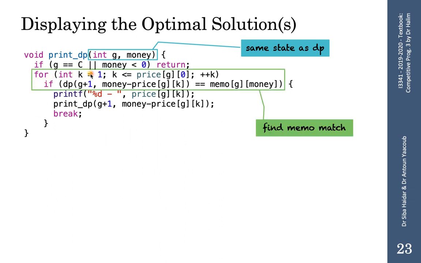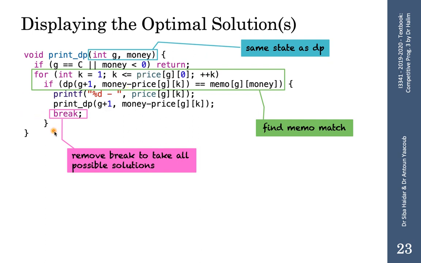In it, you try to backtrack: for each given amount of money and state and garment, you search in your models for the price that is the same as in the memo table calculated before. And if it is the case, you print this price, and then you call recursively print_dp for g plus 1, and of course for money minus price[g][k]. And if you want to print only one possible optimal solution, whenever you find the model, you break in order not to continue in the loop on k. If you want to print all the possible solutions, you remove the break here in order to continue looping. And let us see a demo.